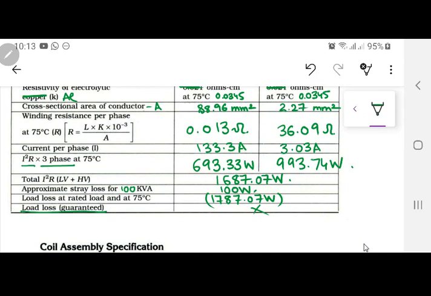Now which losses are coming large? The losses are this one, 993.74 watts, the high voltage winding. They are having a larger loss over there. So technically speaking, you have to reduce this one. So what you will have to do, you will have to use a little thicker wire. You used a wire of 2.27 mm square. So you will have to make it a little larger over here so that it can have less resistance.